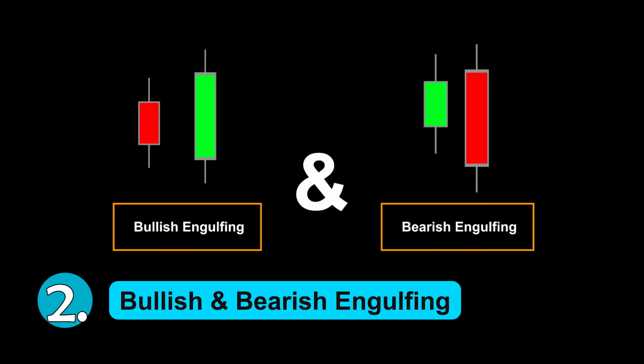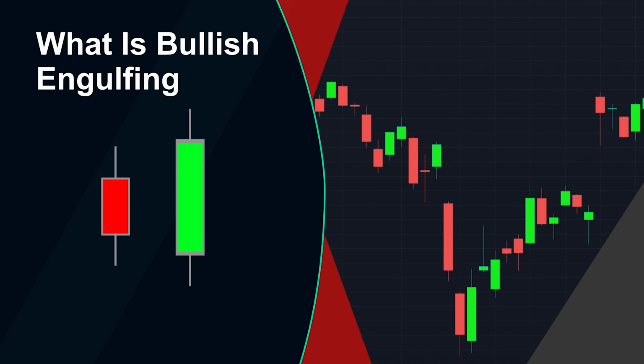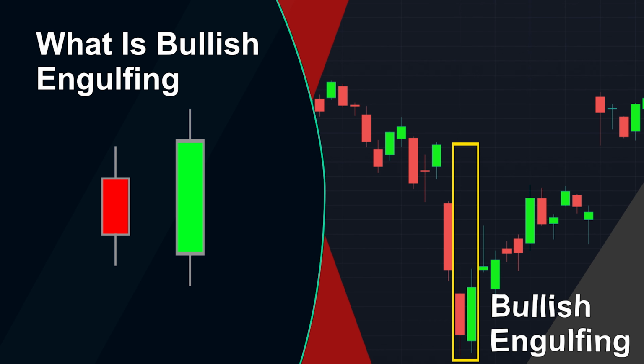Second, bullish and bearish engulfing. Bullish engulfing candlestick pattern. The bullish engulfing pattern is a 2-candlestick pattern which appears at the bottom of the downtrend. As the name suggests, this is a bullish pattern which prompts the trader to go long.